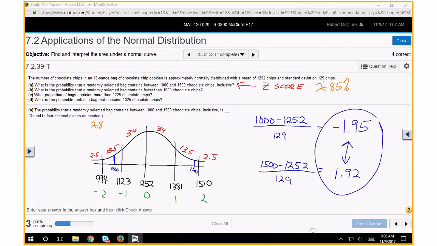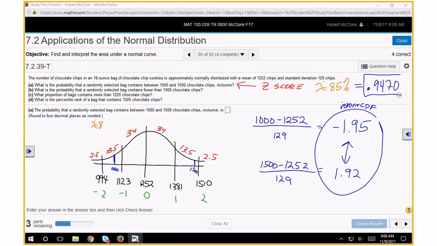between the two. What is it? Second bar is what? Inverse CDF or norm CDF. And somebody tell me what you get. Give me 4 digits. Negative 1.95, comma 1.92. How many? 4 digits. 0.9470. So I was off.